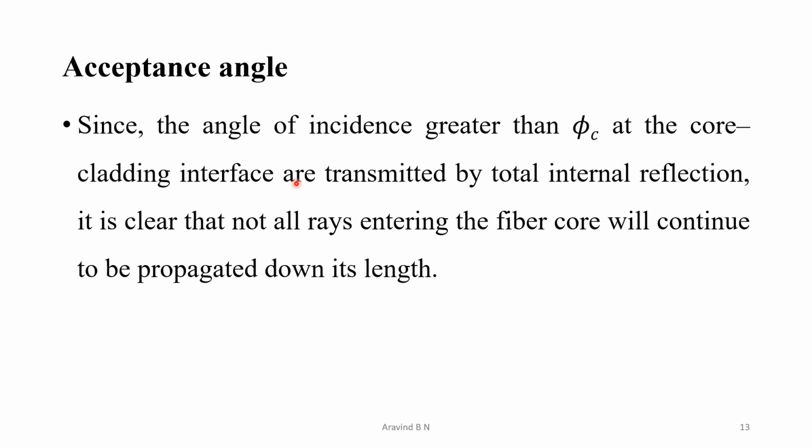When a light source or the optical source generates the light, it will not directly get into the optical fiber. Between the light source and the optical fiber, there is one more medium. Usually that will be the air medium, right? So the entrance from that air medium to the optical fiber must happen at a certain angle. That is what we call the acceptance angle.